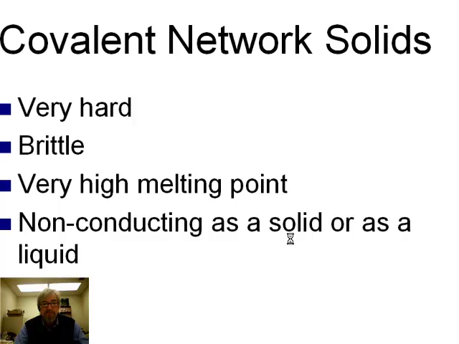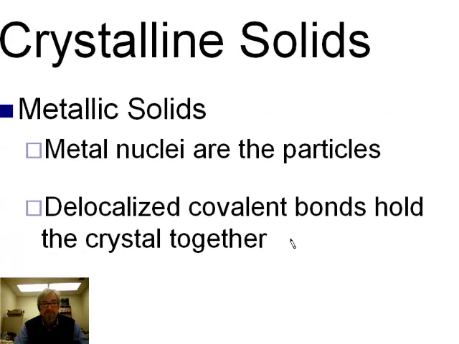The last type of crystalline solid we're going to look at is metallic solids. In metallic solids, metal nuclei are the particles. And there are covalent bonds, sort of, that hold the crystal together, but they're delocalized covalent bonds. There are several ways of describing this, but the basic idea is that the metal nuclei and the non-valence electrons sit at the lattice sites. And then the valence electrons are sort of shared by all the nuclei, and they float around the crystal and keep it loosely held together. That contributes to the properties of metallic solids.